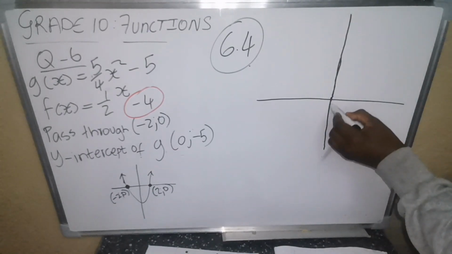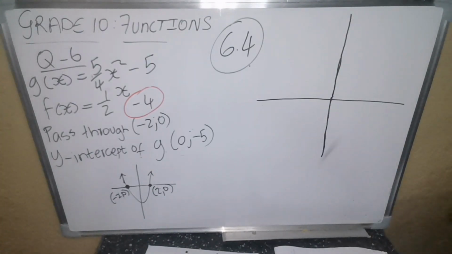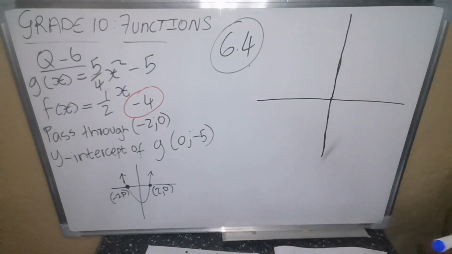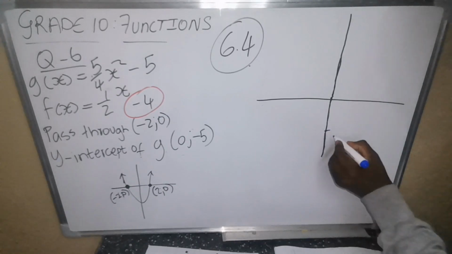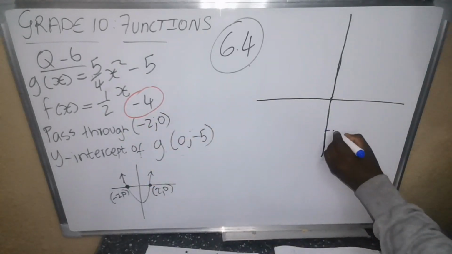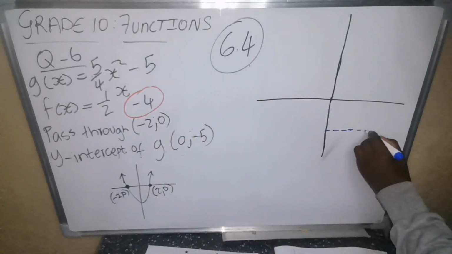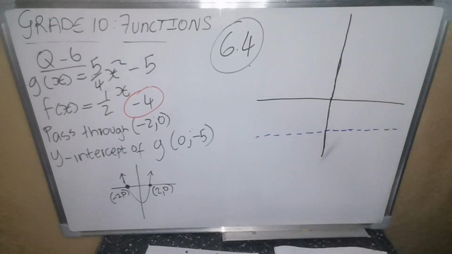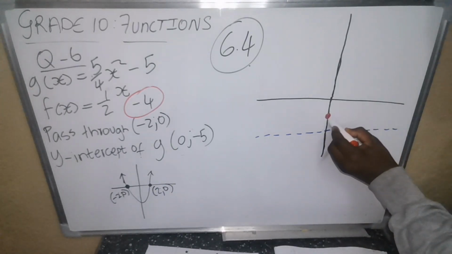Now, this exponential graph has an asymptote, which is y = -4. Therefore, I'm going to draw the horizontal asymptote as a dotted line. And we just found the coordinates of the y-intercept, which are (0, -3). So (0, -3) can be here.